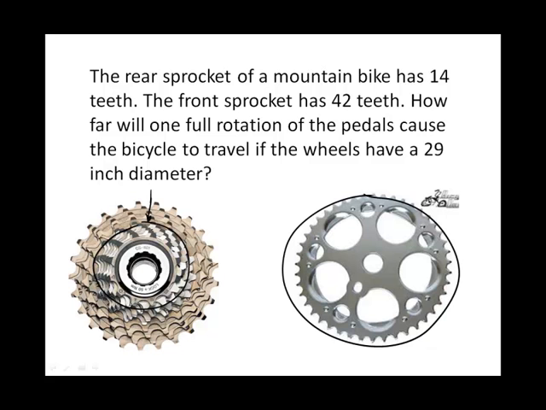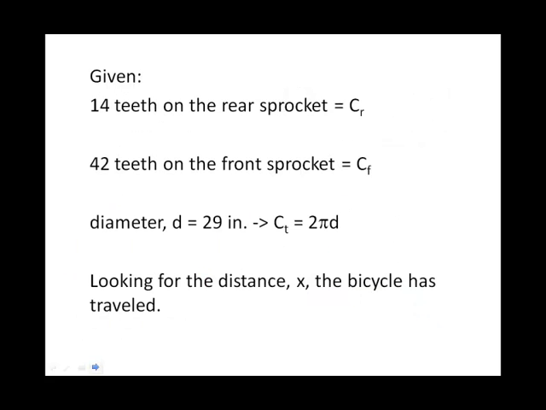What I'm interested in is if I rotate the pedals, which are attached to the front sprocket, one full rotation, then how far has the tire gone, which is attached to the rear sprocket? So my given information is that the circumference of the rear sprocket is 14 teeth, and the circumference of the front sprocket is 42 teeth. I'm also given the diameter of the tire is 29 inches. What I'm looking for is the distance x that the bicycle has traveled.